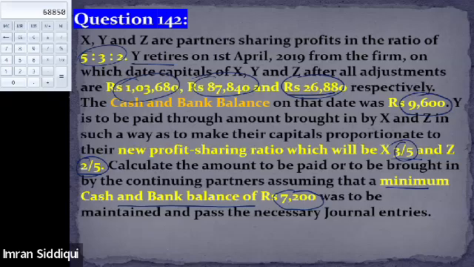Just a minute, let me show you. 9,600 is the current cash and bank balance, right? But the question requires us to maintain a cash balance of rupees 7,200 only. That means we have how much extra cash available? 2,400, right? So this needs to be subtracted at the time of calculating the total adjusted capital of the partners. We will subtract 2,400, and whatever balance we get, we will divide among the partners in the profit sharing ratio.